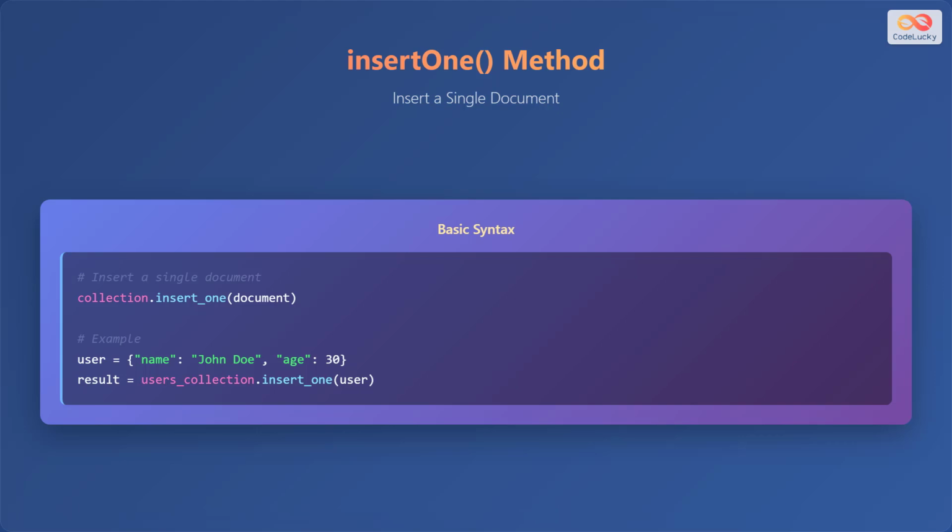The insertOne method is used to insert a single document into a MongoDB collection. The basic syntax is collection.insertOne, passing the document you want to insert as an argument. Here is an example. First, define a user dictionary with the keys name and age. Then use users collection.insertOne, passing the user as an argument, and assign it to a variable called result.